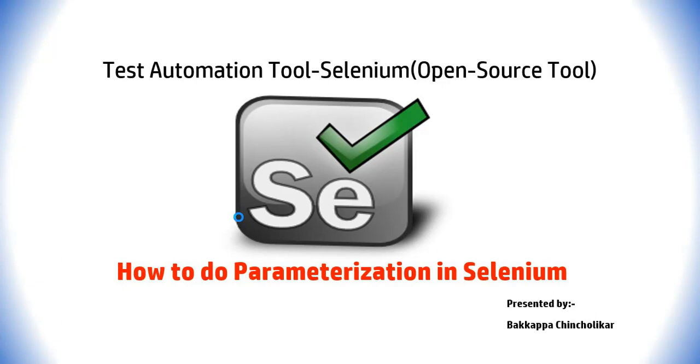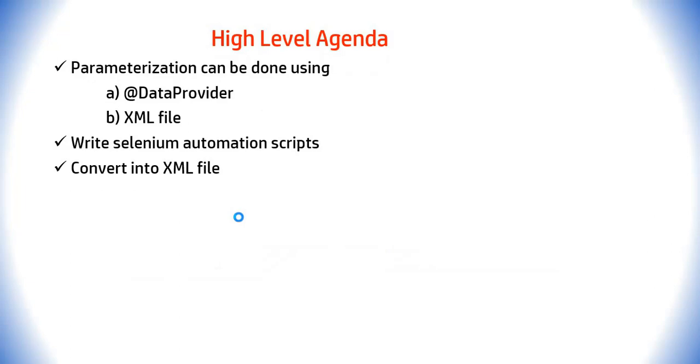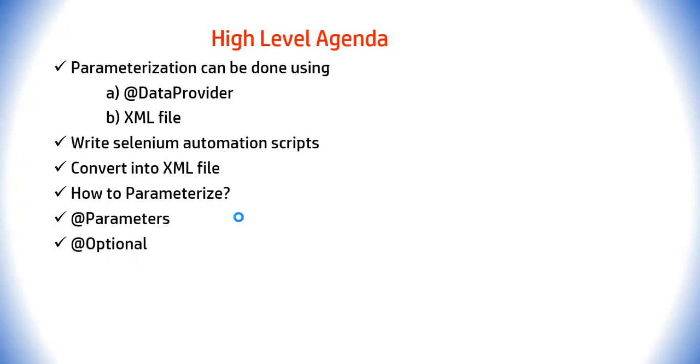In this Selenium tutorial, we'll discuss how to do parameterization in Selenium. Let us jump to the high-level agenda for today's Selenium tutorial. First, we'll be discussing different ways of parameterization, and after that, we'll be writing a simple automation script, and after that, we'll be converting that Selenium Java program into the XML file. Then we'll discuss how to do parameterization in Selenium. After that, how to use this annotation parameters, and after that we'll see the usage of annotation optional.